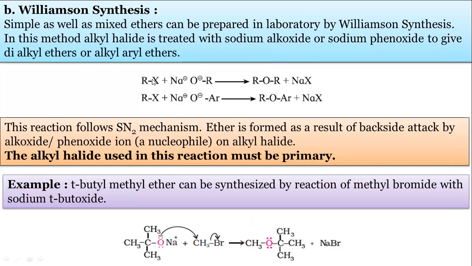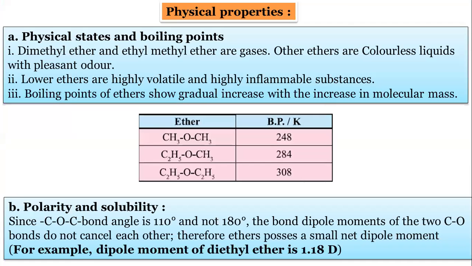Then the Williamson synthesis. This reaction we already explained in chapter number 10, so I am not explaining it again in this chapter. By using sodium ethoxide and sodium methoxide, we will get the ethers. This is the same reaction.